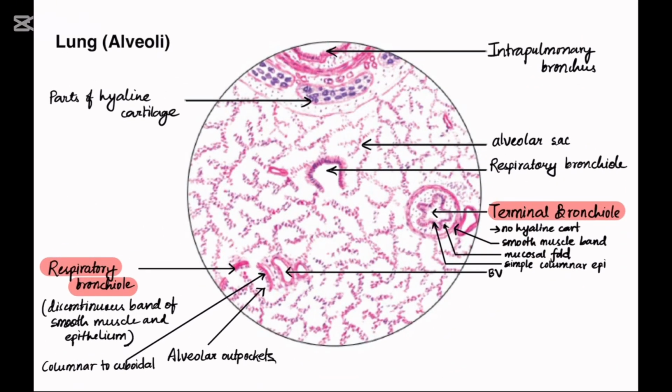As for alveoli, they are the easiest to identify. They are present in the form of alveolar sacs that are lined by simple squamous epithelium with type 1 pneumocytes and type 2 pneumocytes.